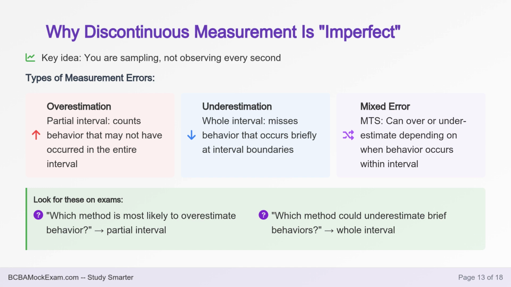MTS produces mixed error. It can over or underestimate depending on how behavior lines up with check times. On the exam, you'll see questions like, which method is most likely to overestimate behavior? That's partial interval. Or which method could underestimate brief behaviors? That's whole interval. If you keep the direction of bias straight, you'll pick the right answer more confidently.